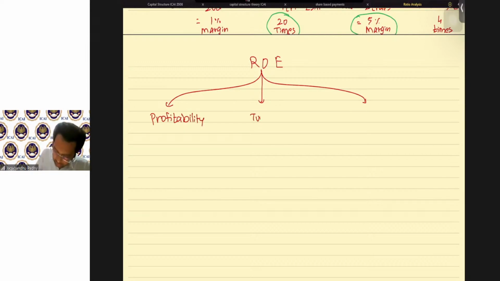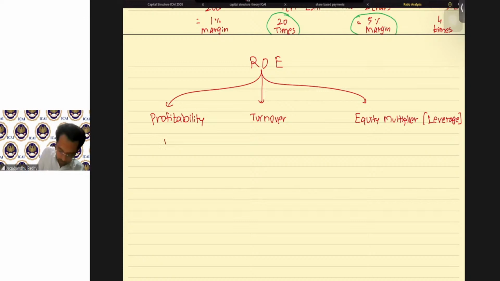The other is the turnover, which we have discussed right now. These two are the parameters which decide what will be your return on equity. And the third one is what we call the equity multiplier, or we also call it leverage.